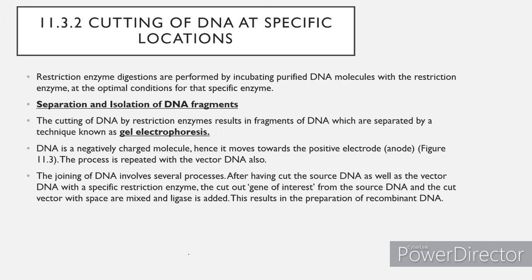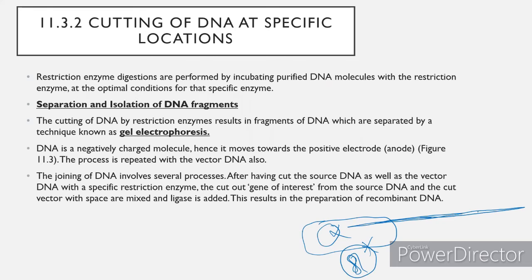Now we are going to discuss cutting of DNA at specific locations. So we have the bacterial cell. We ruptured the cell membrane, we ruptured the nuclear membrane, we have got the DNA out. Now this chromosomal DNA is a big DNA fragment, and we need to fragment the DNA. We need to obtain small parts of the DNA. We want a section of the DNA. For example, we need this particular part of the DNA. So we can't use the whole thing. We need to fragment it.